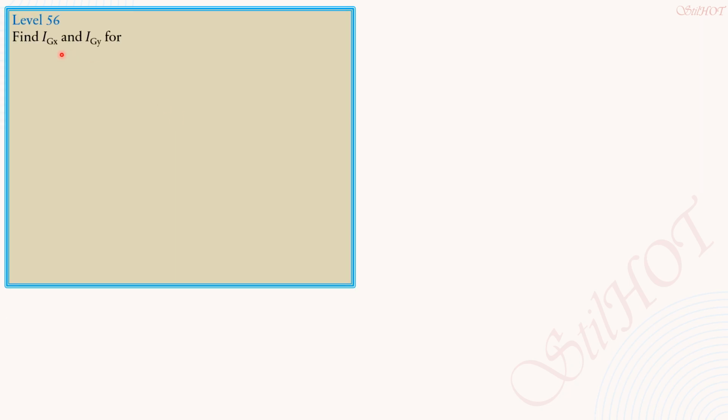Level 56, find IGX and IGY for the shaded region shown. So moment of inertia of areas with respect to the centroidal X and Y axis. Because the area is not symmetric with respect to the X axis, let's locate the centroid and base the location from the bottom, from the X axis.